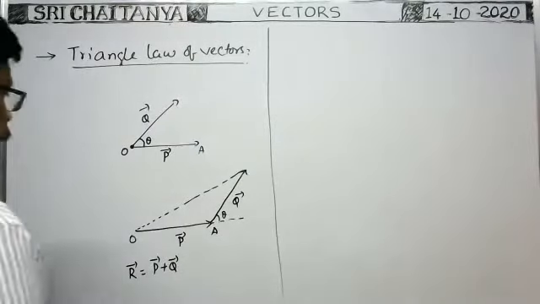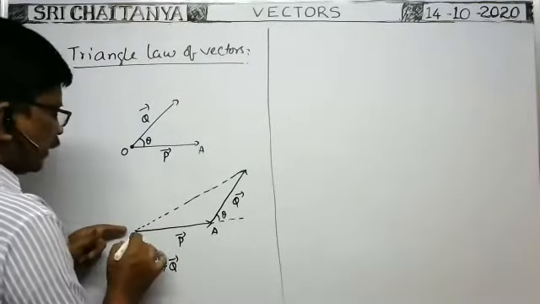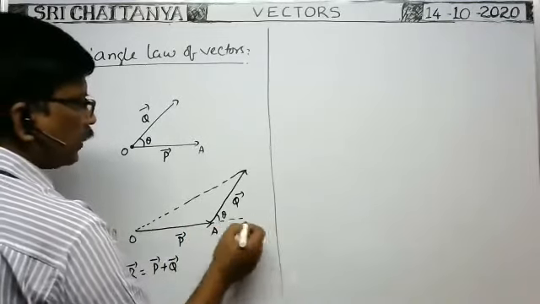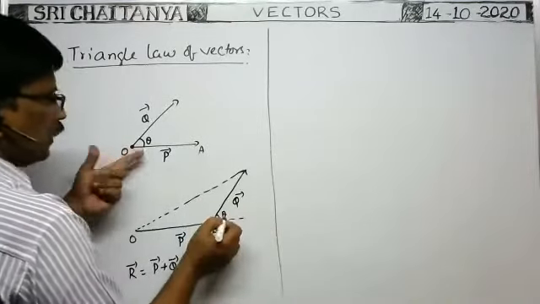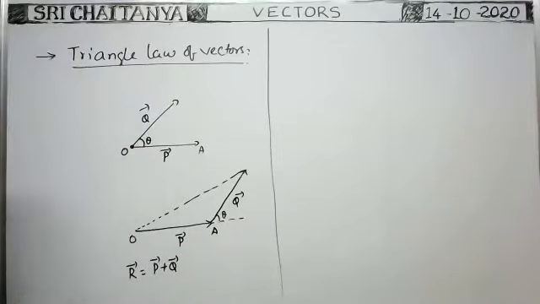Now, you see, suppose you extend this p bar in this direction, then the angle between p bar and q bar is theta. In this way, we have to take it.